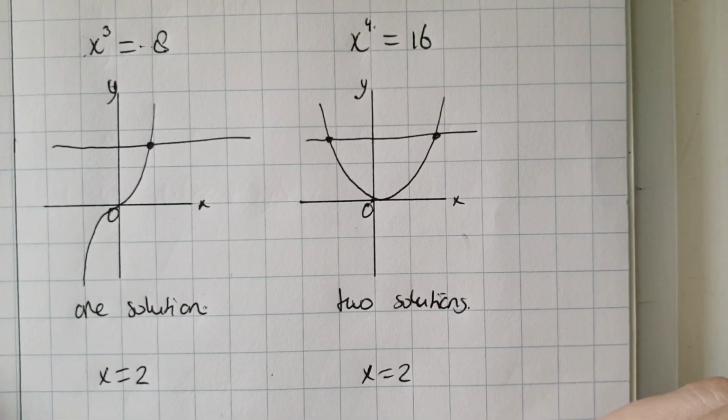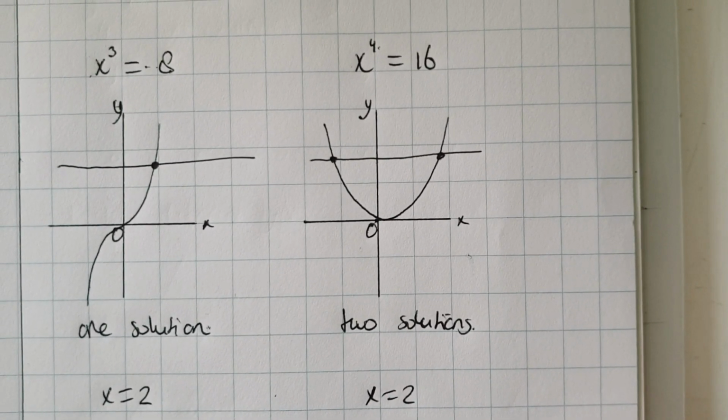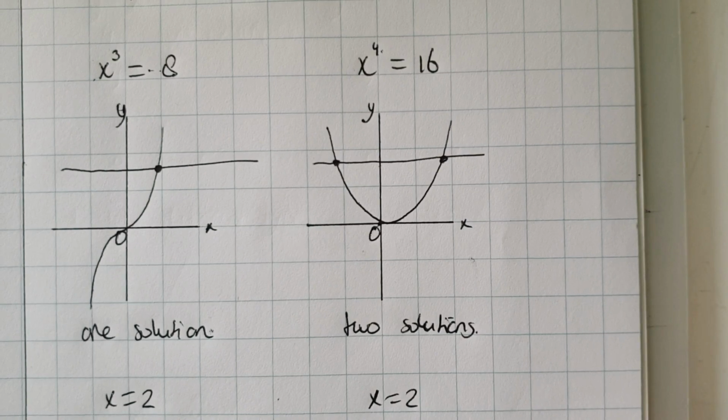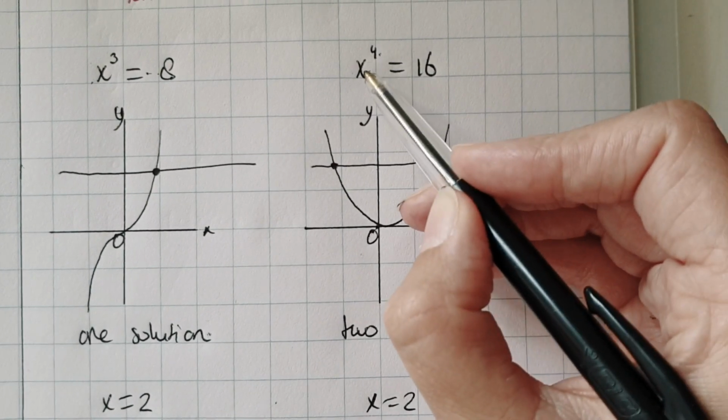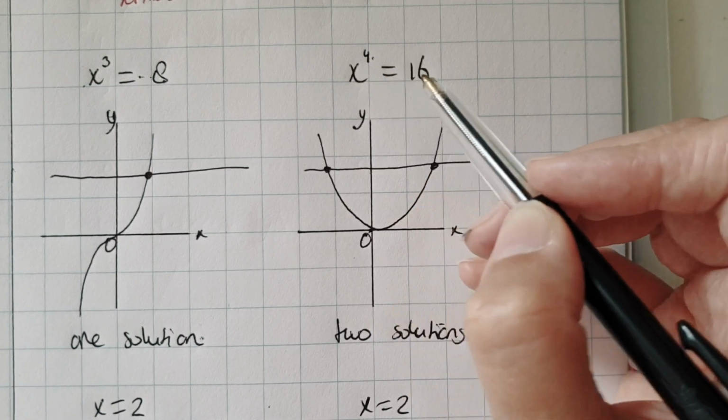X is 2. And I will fill it in. 2 times 2 is 4. Times 2 again is 8. Times 2 again is 16. So you do it 4 times. So 2 times 2 times 2 times 2.